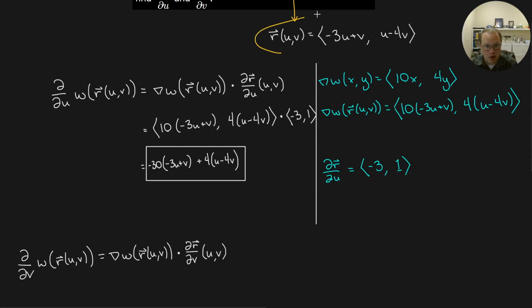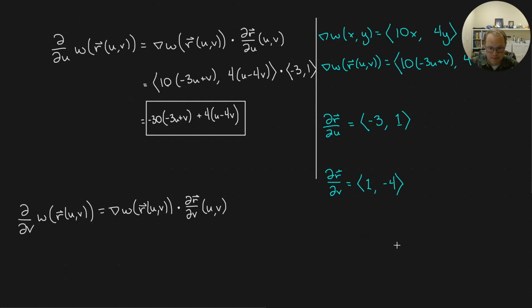So let's take the partial derivative of function r with respect to v. Partial derivative of r with respect to v. My first component, partial derivative with respect to v is just 1. Second component, my partial derivative with respect to v is negative 4. Okay? So I'm going to get the gradient of w evaluated along the vector valued function. That's this one right here. So that's 10 times negative 3u plus v. And then the second component of that is 4 times u minus 4v.